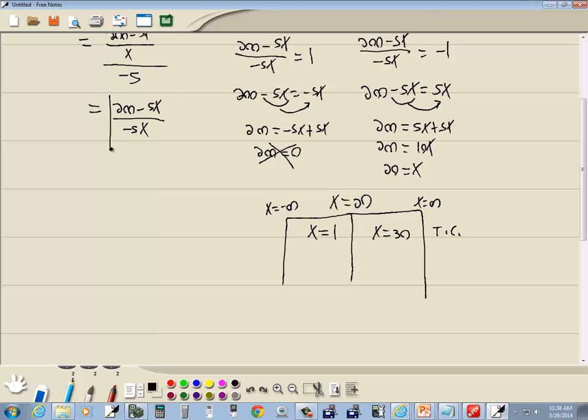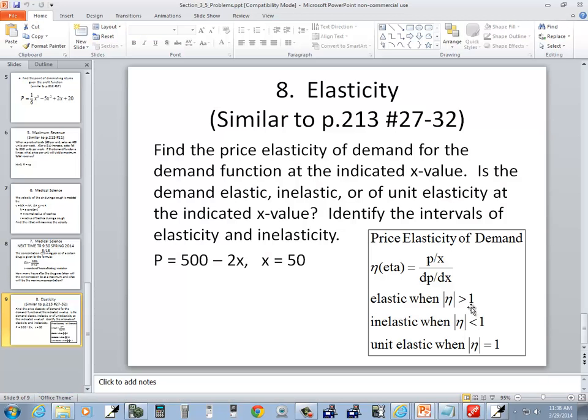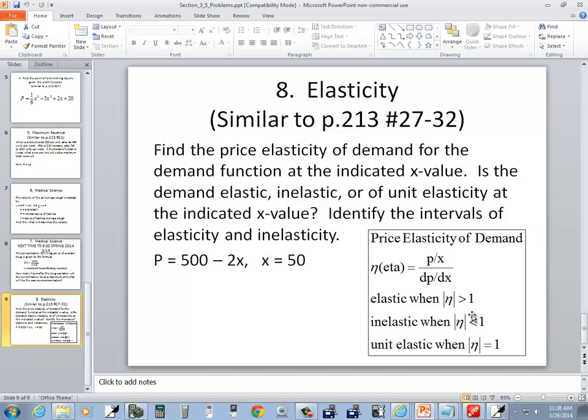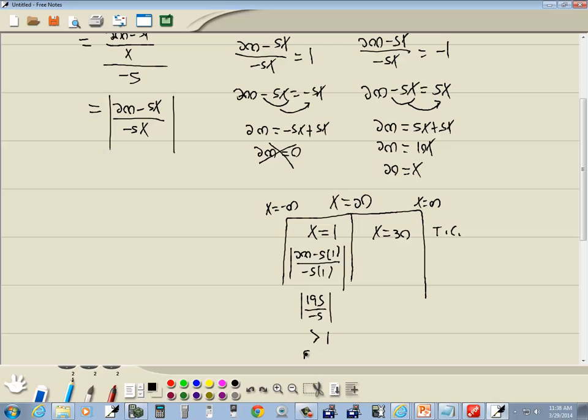So we're specifically taking a look at the absolute value of eta, this right here. So absolute value of 200 minus 5 times 1 over negative 5 times 1. 5 times 1 is 5. 200 minus 5 is 195 over negative 5. Now, specifically what we're looking for is whether it's greater than 1 or less than 1. I have no clue what this is equal to, but I know it's greater than 1, which tells us if it's greater than 1, it's elastic. So that interval is elastic.